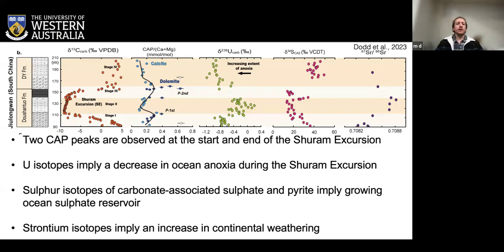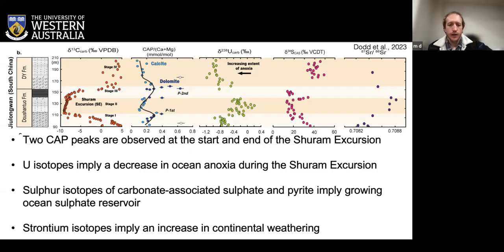So we took this proxy, the CAP proxy, and we applied it to a number of different carbonate sections which preserve the Shuram excursion from all over the world. But this is one of the better studied sections, the Jiulong section in South China. What you see on the far left panel is the carbon isotope composition of the carbonate rocks. We have this big excursion representing the Shuram excursion, as values drop from around +5 to around -9 per mil.